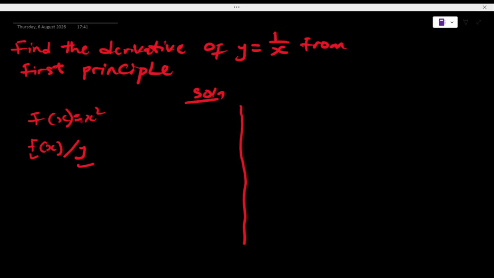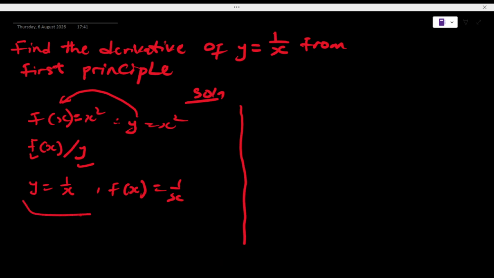Now, this f of x is equal to x squared. You can also rewrite it as y is equal to x squared, because y and f of x are the same thing. Now, in this question, we are given y is equal to 1 over x. So you can also rewrite it as f of x is equal to 1 over x, because the function of x, which is f of x, is the same thing as y. They are the same thing.